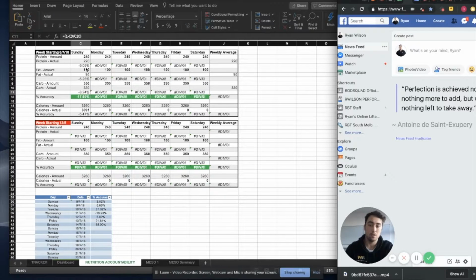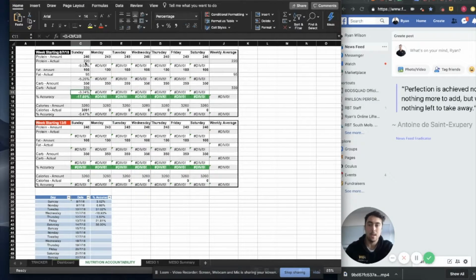Now, when you get those totals, you come into this training tracker. For example, under Sunday, you're going to put in 220. So you ate 220 and you were meant to eat 240 grams of protein. For your fat, you were meant to eat 100 grams and you ate 95. And for your carbs, you were meant to eat 350 grams of carbohydrate and you ate 339 grams.